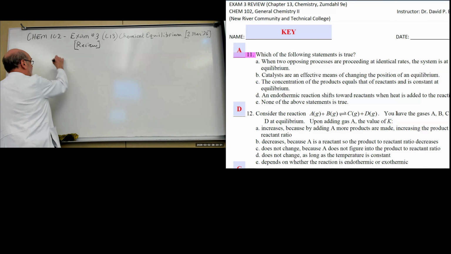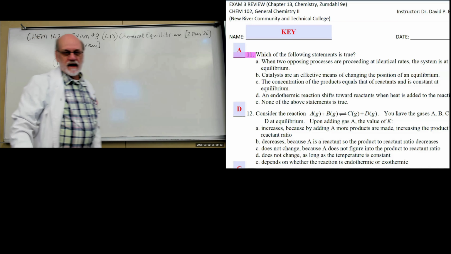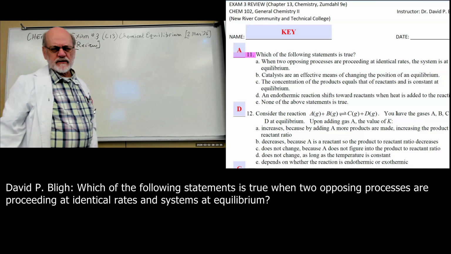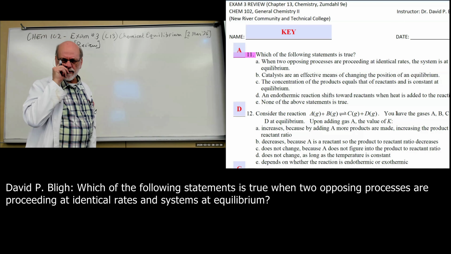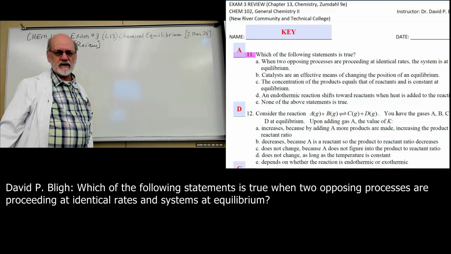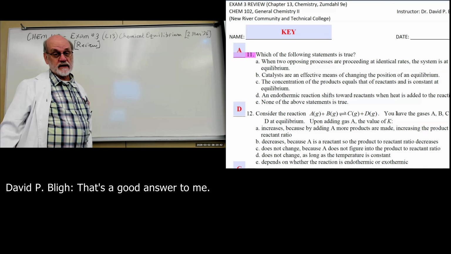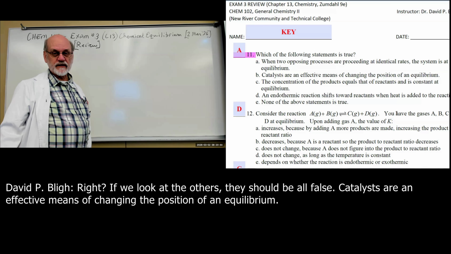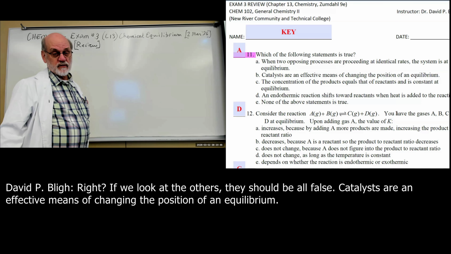Number 11. Which of the following statements is true? When two opposing processes are proceeding at identical rates, the system's at equilibrium. That's a good answer to me. Right? If we look at the others, they should be all false.